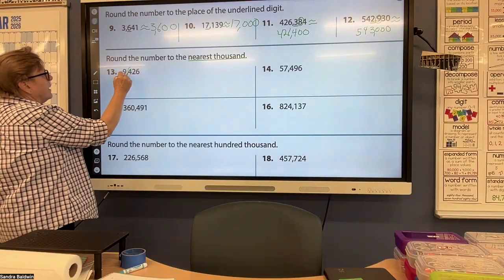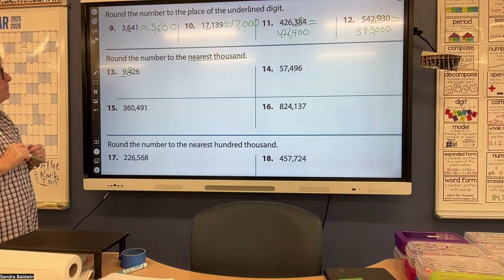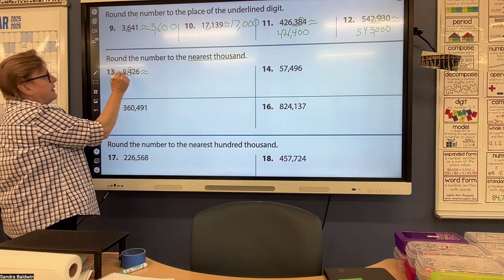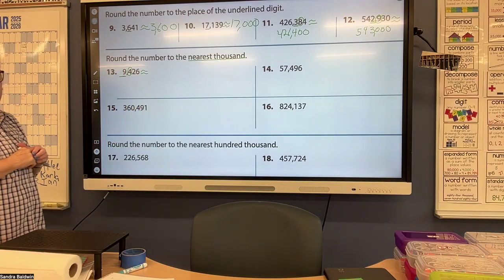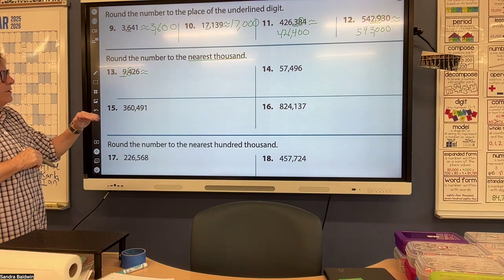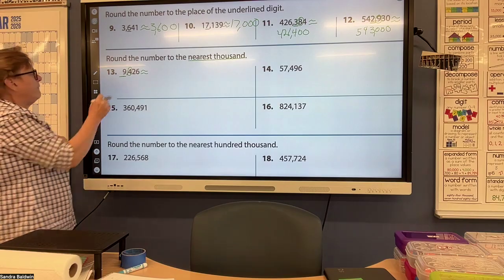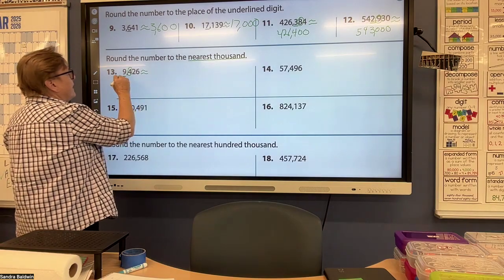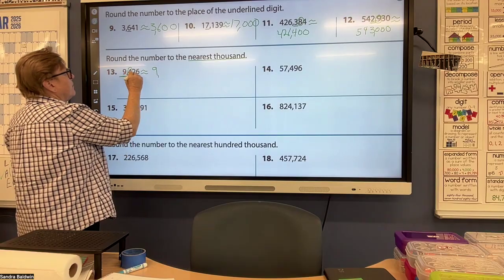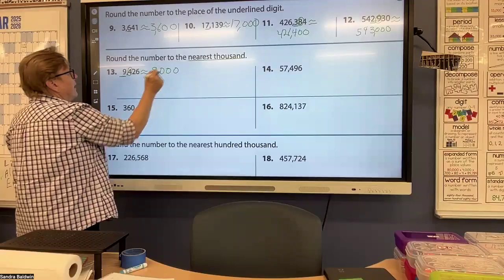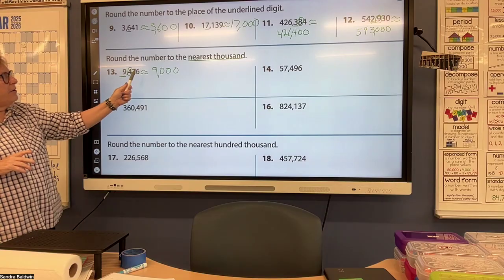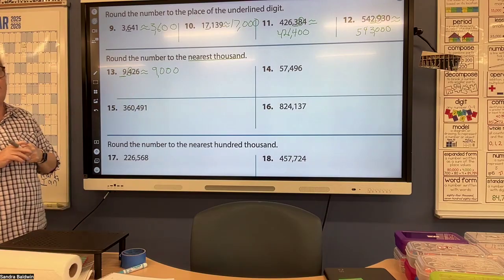I'm going to circle its neighbor to the right, which is a 4. Then I say, well, the number that is circled, is it 5 or greater? No, it's 4. So we say we're going to let it rest. We keep the 4. So we keep the 9. And then we substitute zeros since we're rounding. And that says 9,426 rounds to 9,000 to the nearest 1,000.